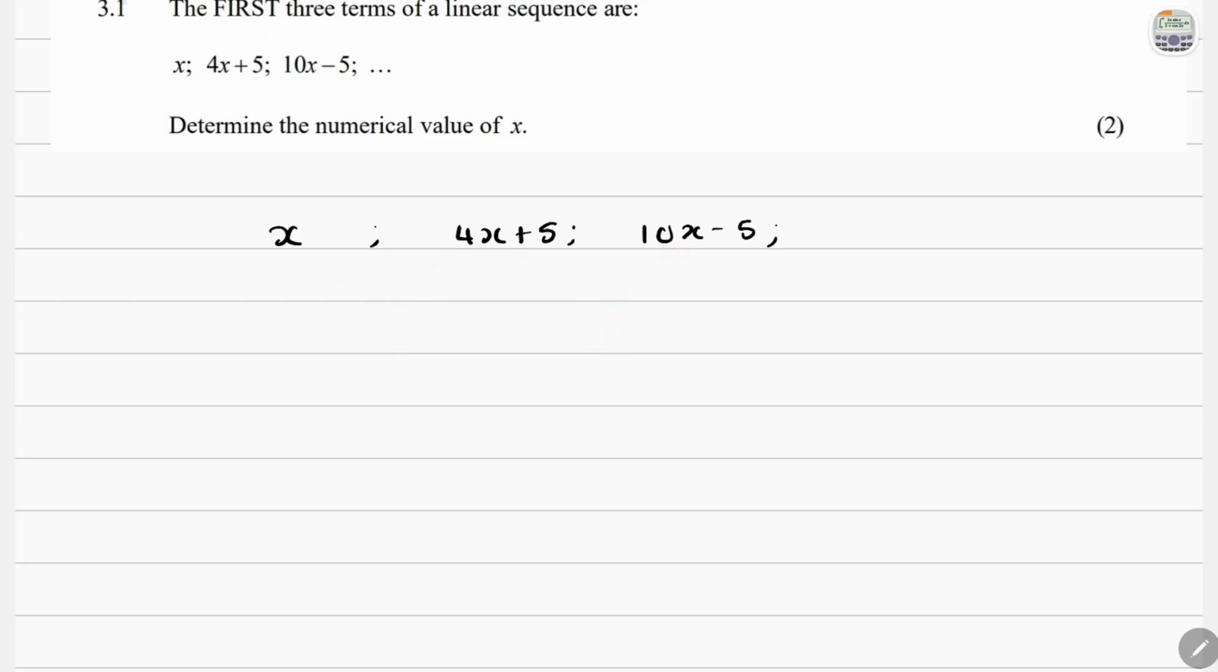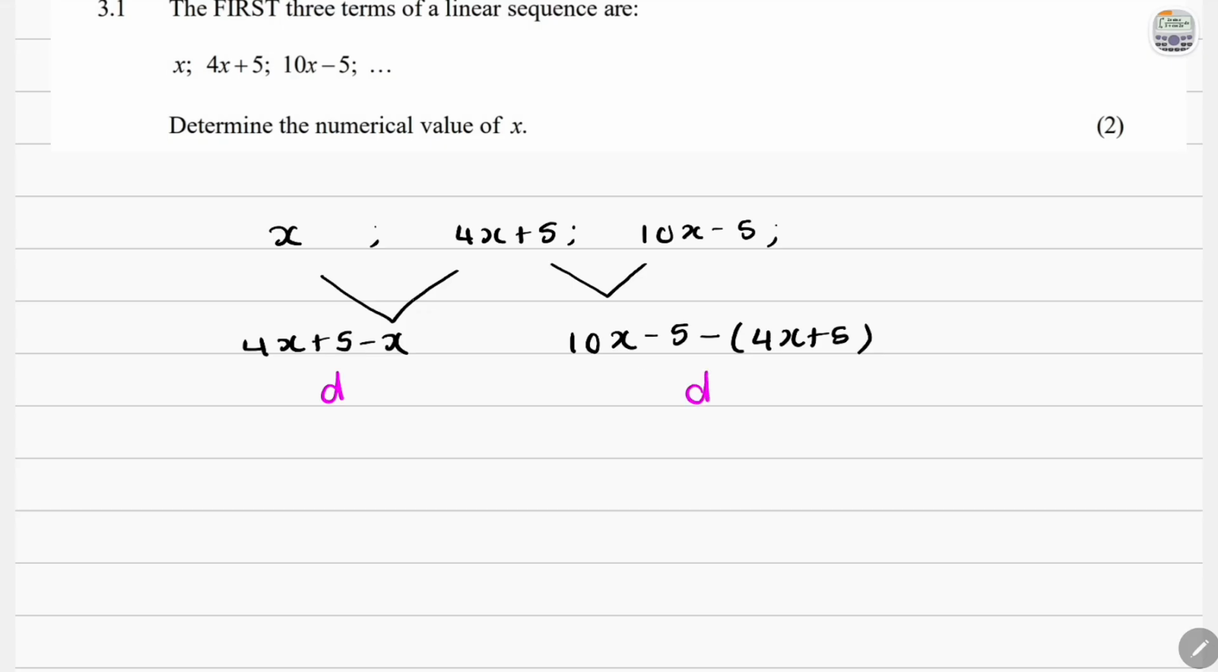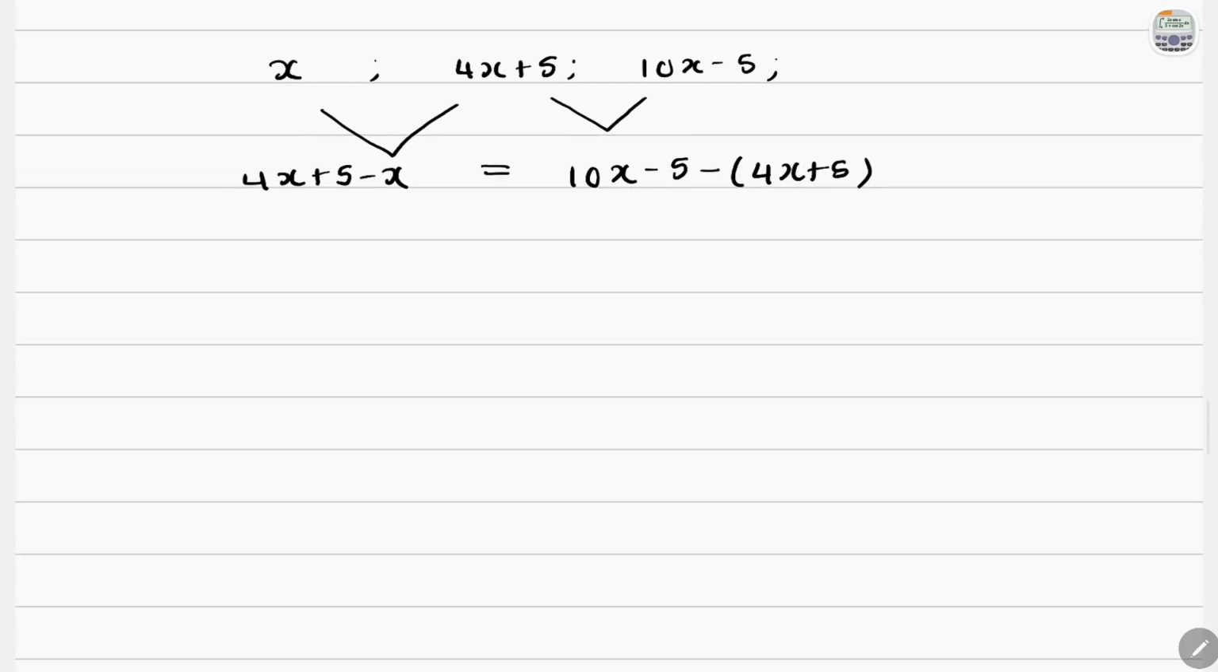Okay, and to find that common difference, we simply say term 3 minus term 2, and also term 2 minus term 1. So 10x minus 5 minus 4x plus 5. And to find that same constant difference again, we say 4x plus 5 minus x. But the thing is, they both represent the value of the common difference, so they are exactly the same. And so we will equate these, and that will help us to solve for x. Okay, so this is our equation.